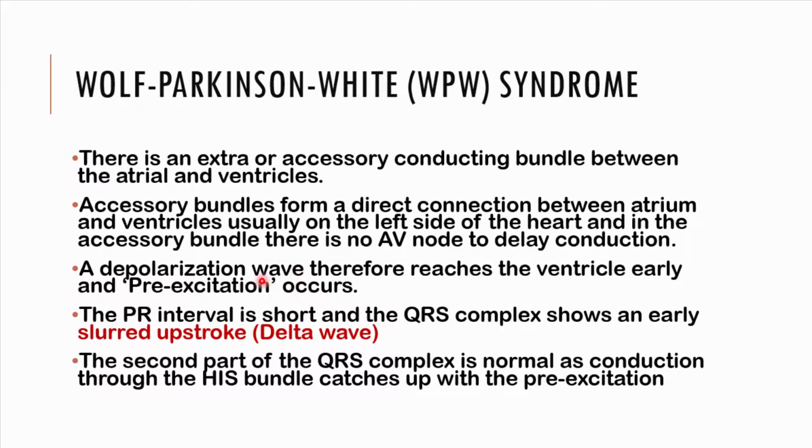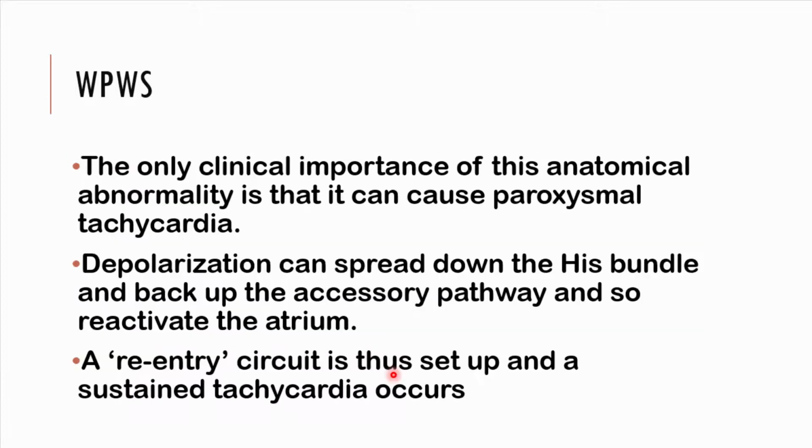So how do we see this on the ECG? Look for two important things. You get a shortened PR interval that's less than 3 squares, and then the QRS complex will actually be slurred upwards, giving you a delta wave. I'll show you a picture very shortly. The second part of the QRS complex is usually normal, as the conduction through the bundle of His usually catches up with the pre-excitation.